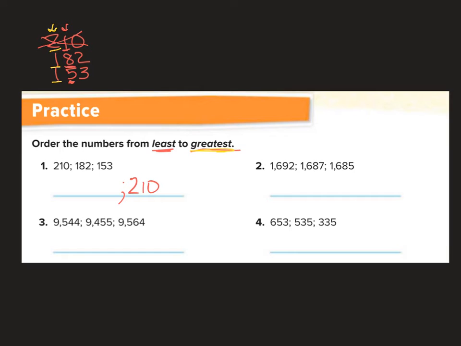So we're looking at 8 tens versus 5 tens. So 8 tens are bigger, so I'm going to write them in the middle. 182. And lastly, 153 is the least. Least to greatest. Notice I double check at the end. Let's do this little guy right here.